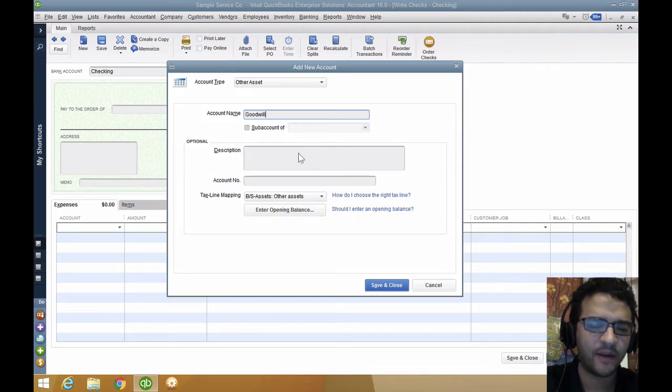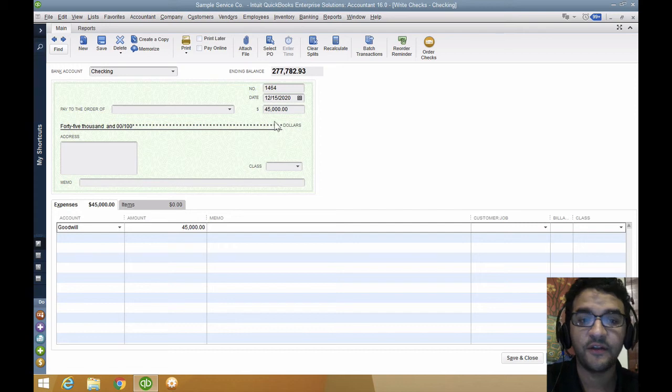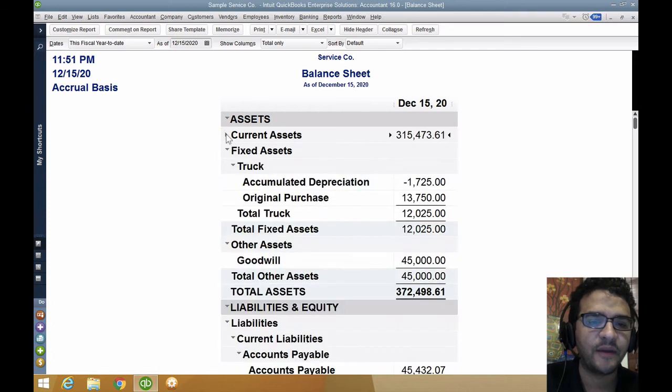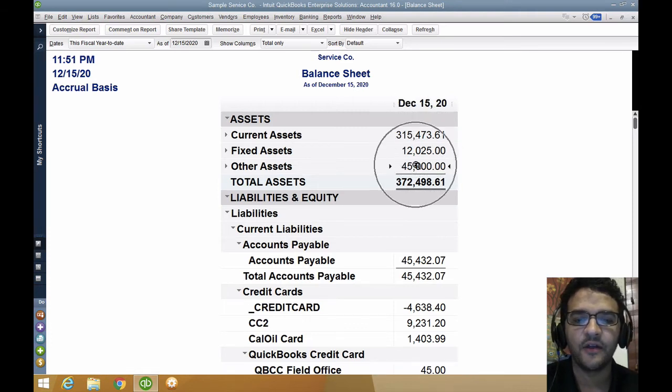I don't really want to get into the details of what goodwill is, but let's say a business purchased another business that was ongoing, and we booked it as goodwill. So I just wanted to show you the three major categories of the asset portion of the balance sheet, which are going to be our current assets, fixed assets, and our other assets.